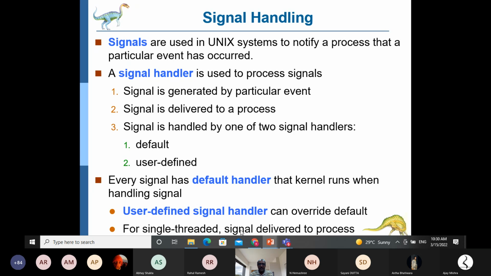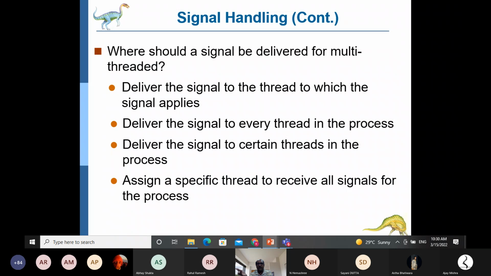As I mentioned, if it is a single-threaded process, then the signal will be directly delivered to the process, and it is up to the process. If a signal handler is available to the process, then it will be run. If it is not available, then the kernel will take over. Now the issue is that when a signal is generated in a multi-threaded process, there will be multiple threads in execution. In that case, where does this signal have to be delivered? Which thread will receive that signal?